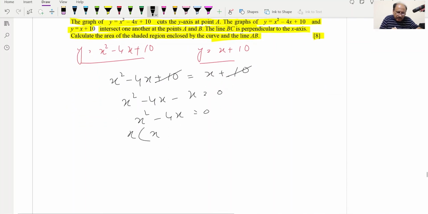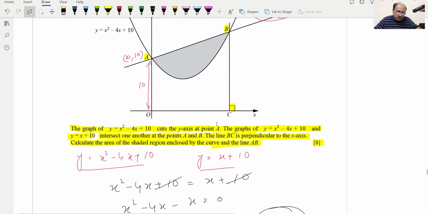So inside will be x minus, basically this should not be 4, it should be 5 over here. So it will be x minus 5 is equal to 0. This implies x is equal to 0 and x is equal to 5. So 2 points, 0 and 5. So 0 is this A point and 5 is this point. So this will be 5, and x value will be 5.